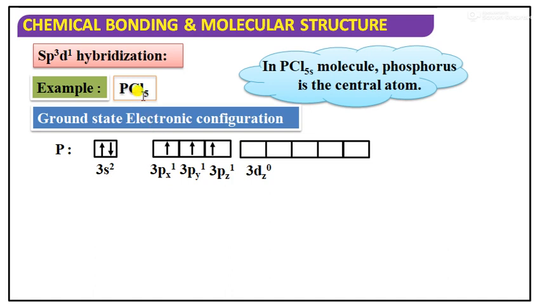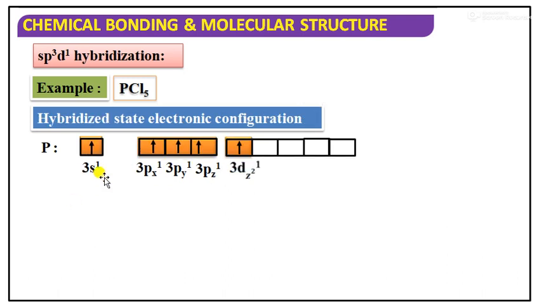Phosphorus here forms 5 bonds, but only 3 electrons are available for bond formation. What about the remaining 2 electrons? The electron which is present in the s orbital moves from the s orbital to the d orbital. This is called excitation. After excitation, what happened there? The electrons create unpaired electrons. You can see clearly, under excitation, the electron moves from the 3s orbital to the 3d orbital.